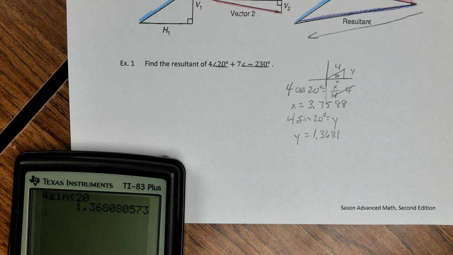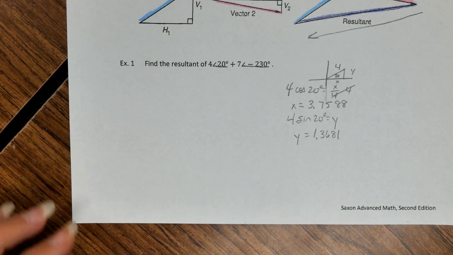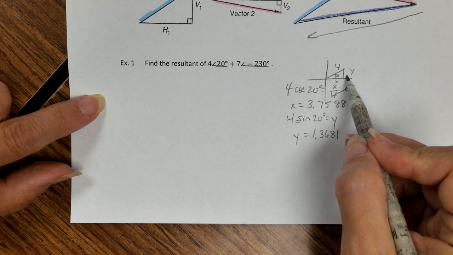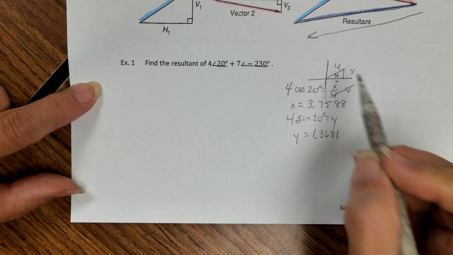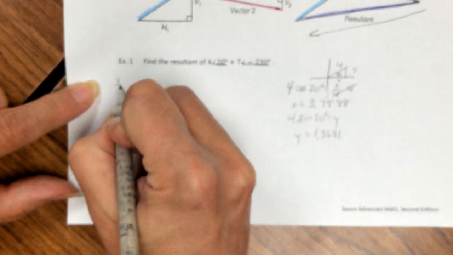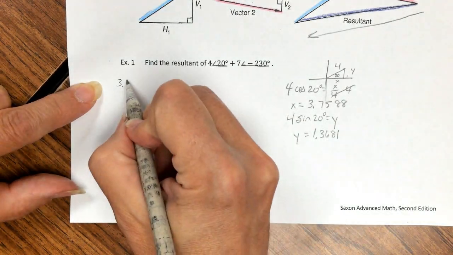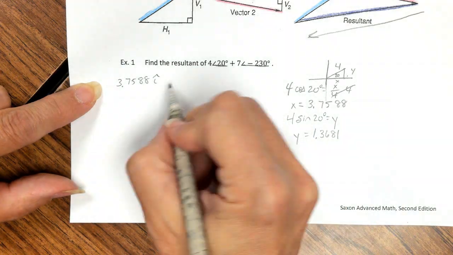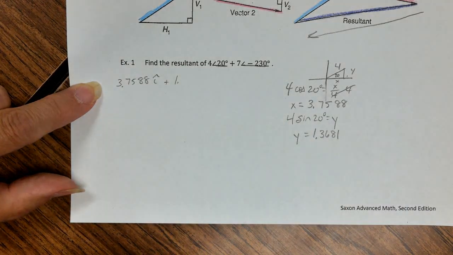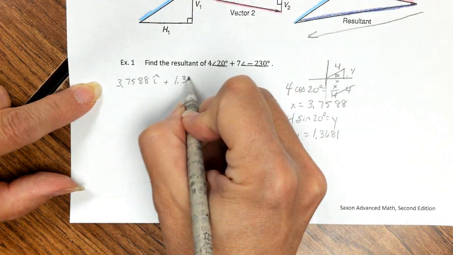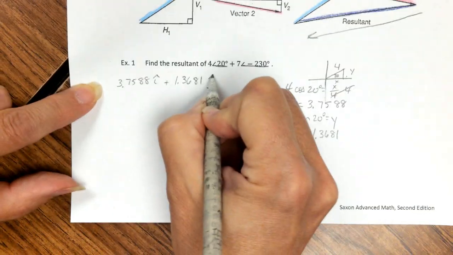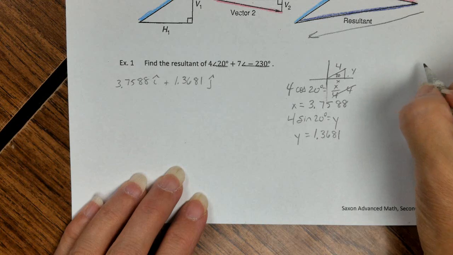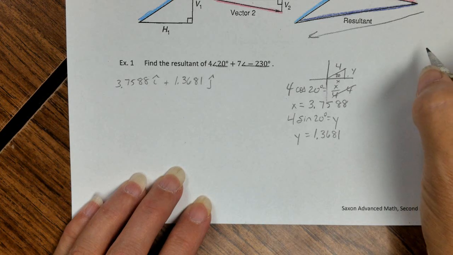All right, then I can go ahead and write that in my rectangular form now. They're both positive because it's in the first quadrant. So we have 3.7588i plus 1.3681j. That was our first one. Now we do the same sort of thing for the second one.